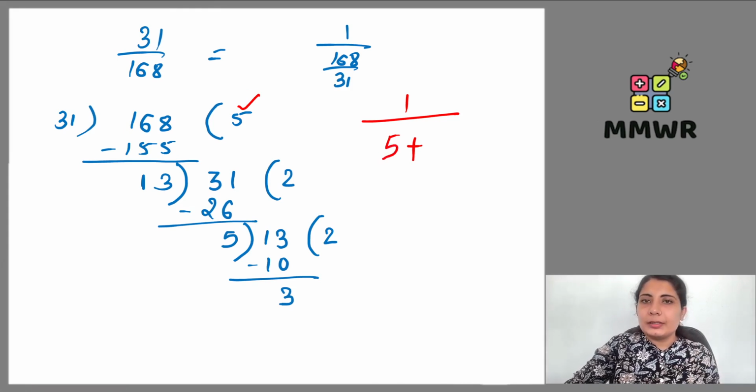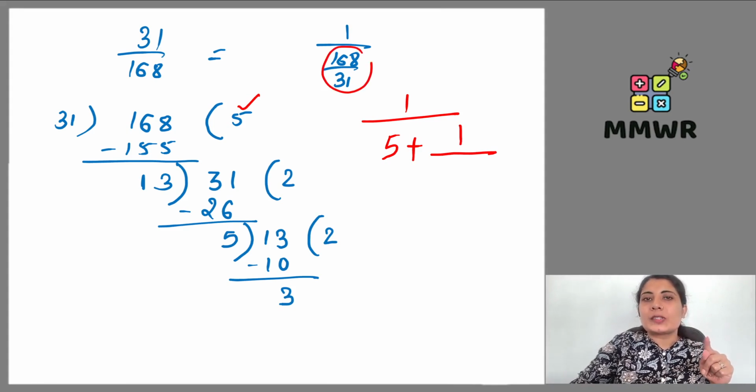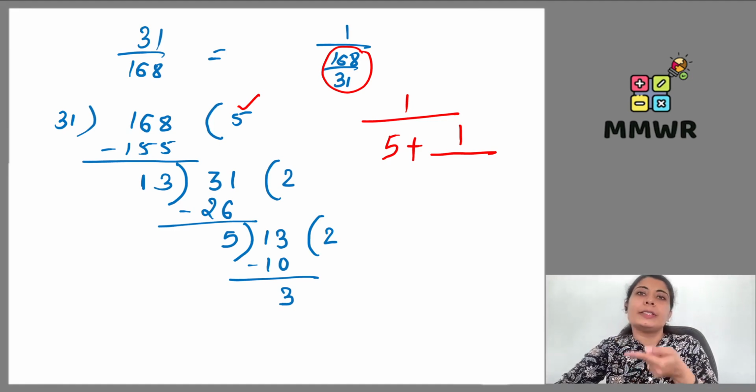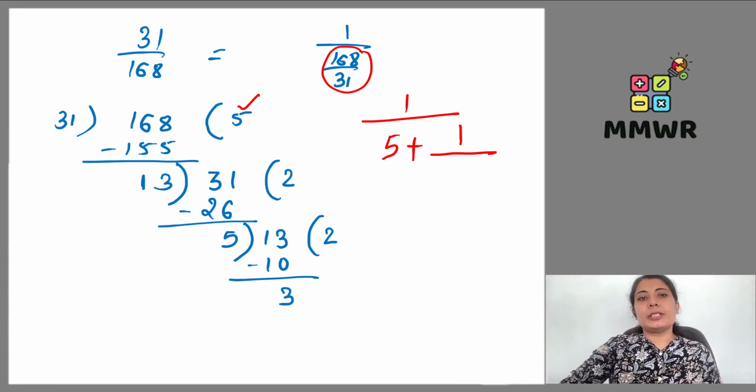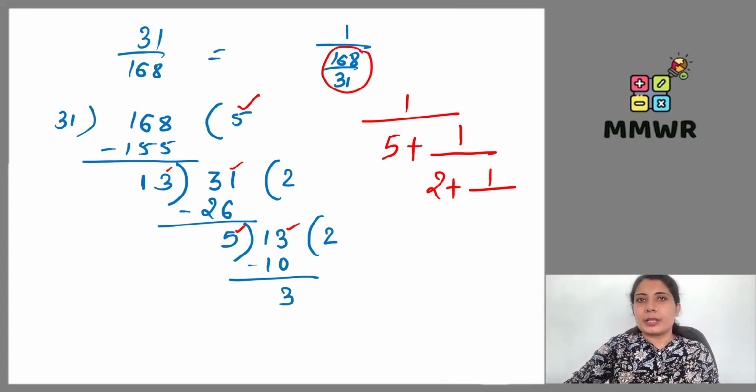5 plus 13 upon 31. So I will be writing 5 plus 1 upon, right? Actually, this has to be 5 plus 13 upon 31. So now it will be 5 plus 1 upon 31 upon 13. So 31 upon 13 will give us 2 plus 5 upon 13. But again we are splitting it further. So 2 plus 5 upon 13 can be written as 2 plus 1 upon 13 upon 5. Now 13 upon 5 gives us 2 plus 3 upon 5.